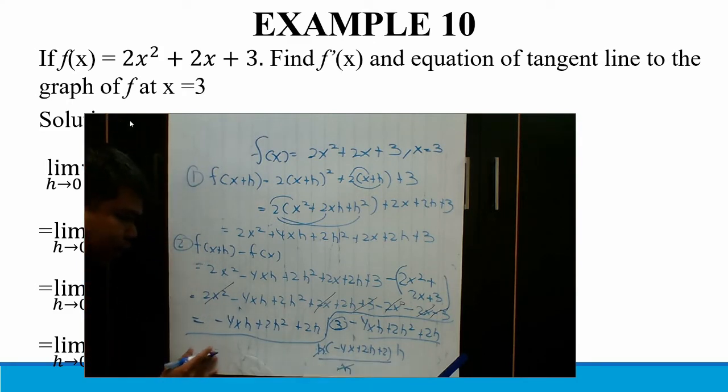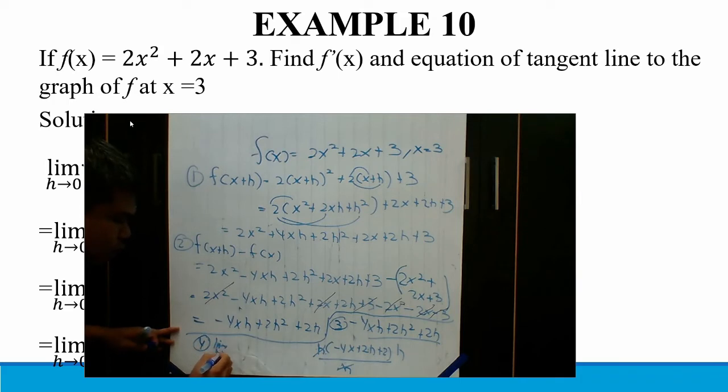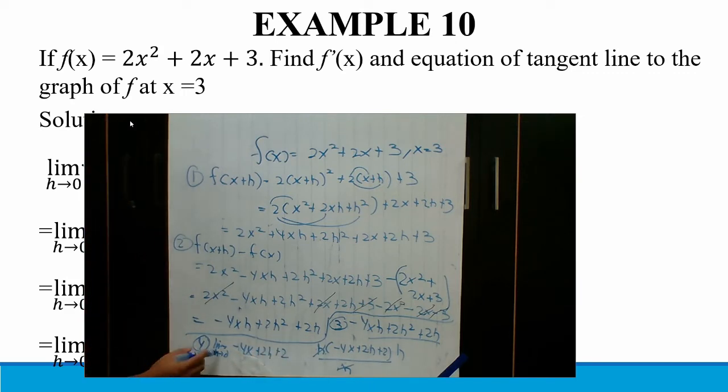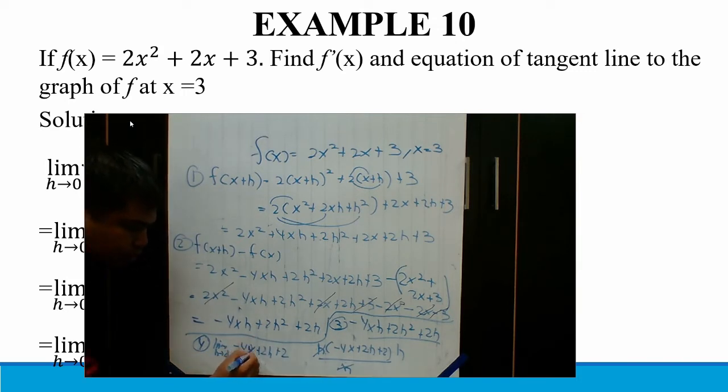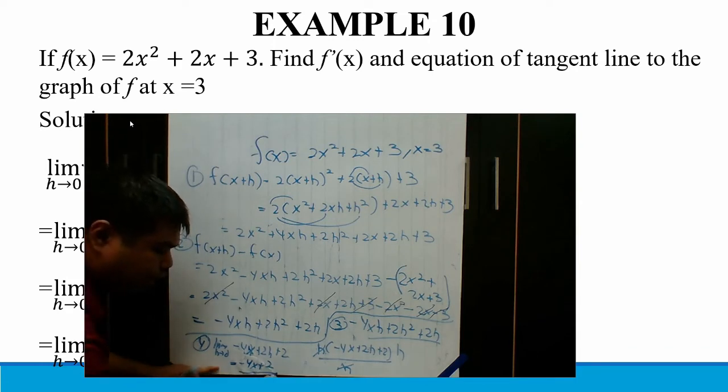And at the end you get only this one, which is the fourth part, the limit as h approaches 0 of 4x plus 2h plus 2. When you substitute h approaching 0, you put that 0 into this one, it becomes 0, so at the end it becomes 4x plus 2.